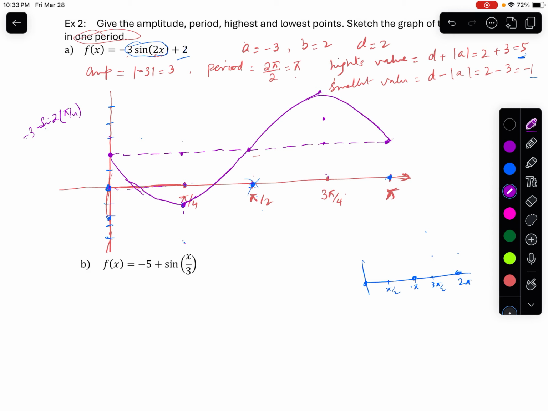So this is how the graph will look. Okay, I will stop here, let you guys try to understand how I drew this graph, and then look at the next one in the next video.